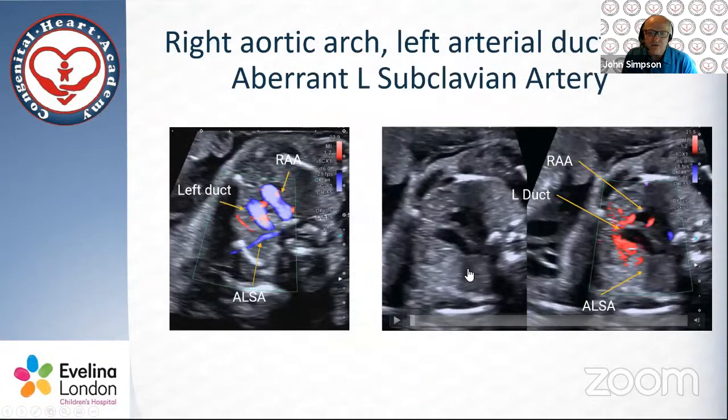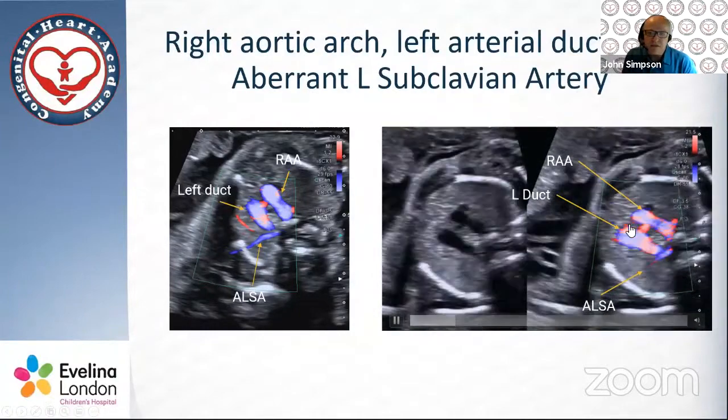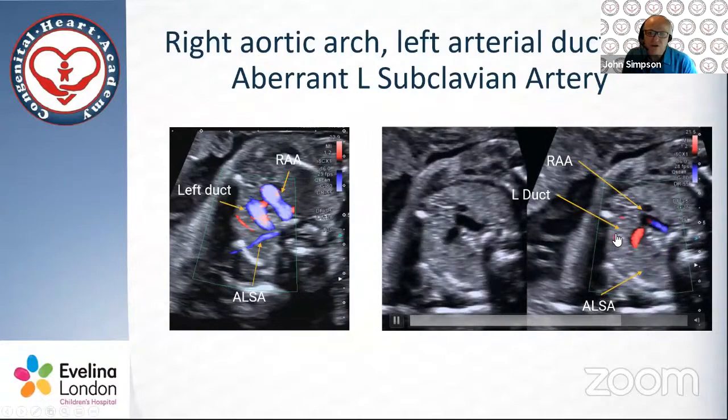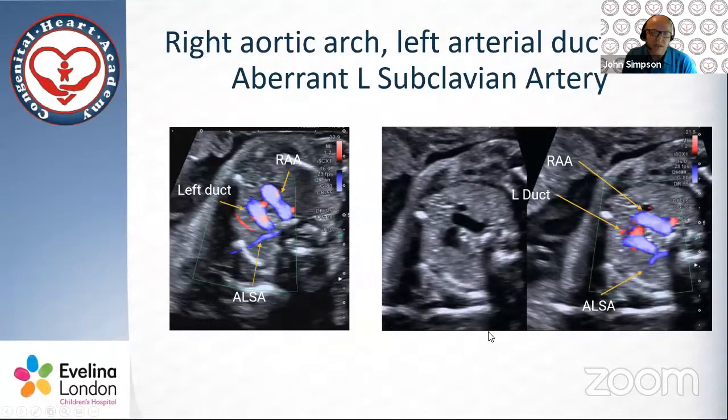If we look at this in terms of using our color flow Doppler, you will see the right arch, the left duct, and you will also see on the moving image a late arising aberrant left subclavian artery. So here we see the SVC, right aortic arch, left pulmonary artery and arterial duct, and the late arising aberrant left subclavian artery here.